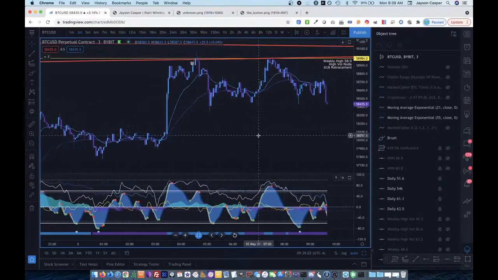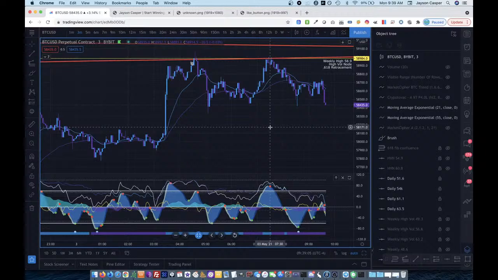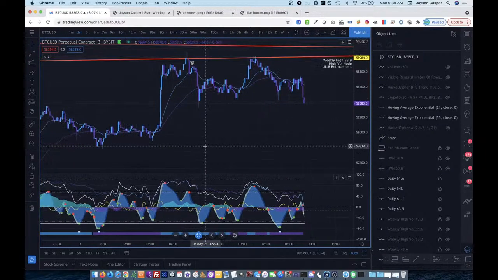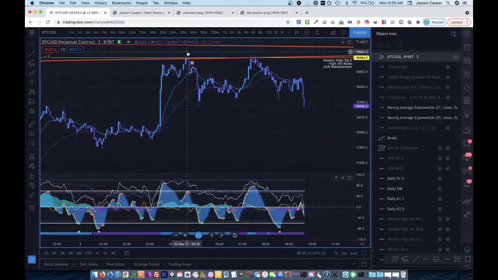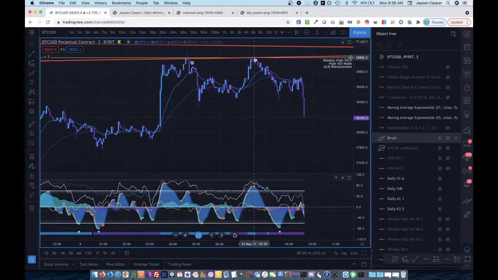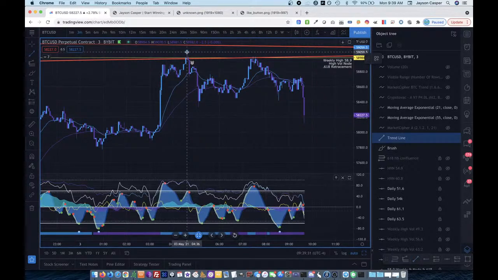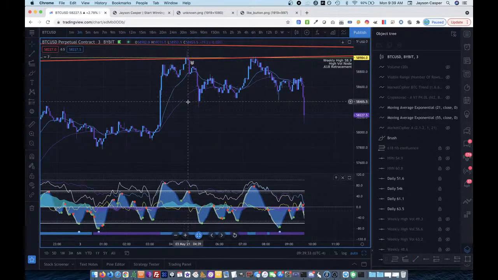And what do you know? This is just a perfect entry right here. A perfect entry, because why? We come up, we hit it once, we get the rejection. We come up again, we get a lower high, and as we're getting the lower high, we're seeing money flow is curving from the blue into the purple. We can see the divergence, right?